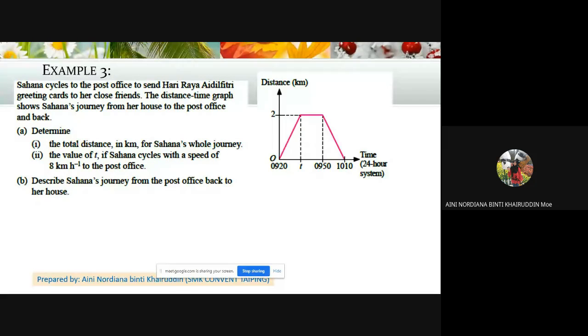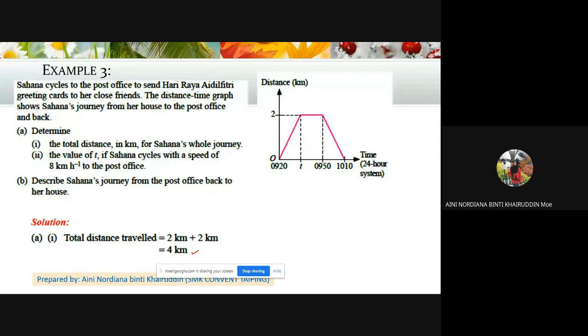Okay, soalan. The total distance in kilometer of Sahana's whole journey. Okay, berapa dia punya perjalanan dia? Pergi balik 4 km lah. Pergi 2 km, balik 2 km. Total 4.